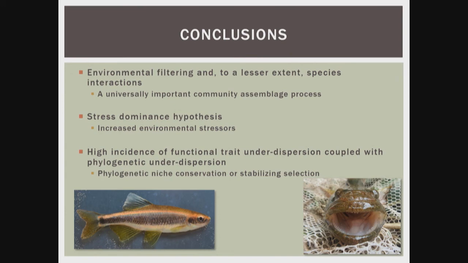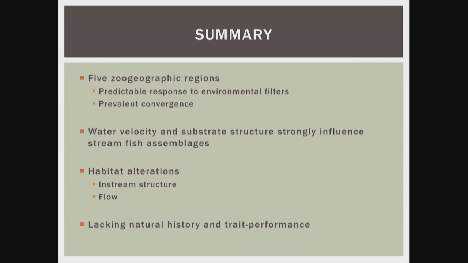So this really suggests that there's still a lot of phylogenetic conservation or stabilizing selection, some kind of evolutionary constraint. And so not only do you see lots of convergence, but you also see a lot of this evolutionary history, this evolutionary constraint. So just a summary of my dissertation: I was looking at all these geographic regions. I saw this pretty predictable response to these environmental filters, which hopefully has led to this prevalence and convergence.